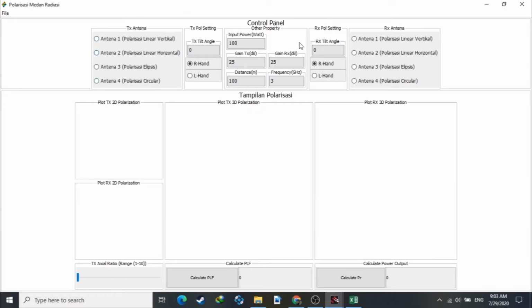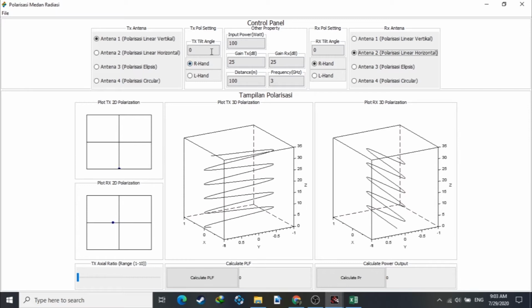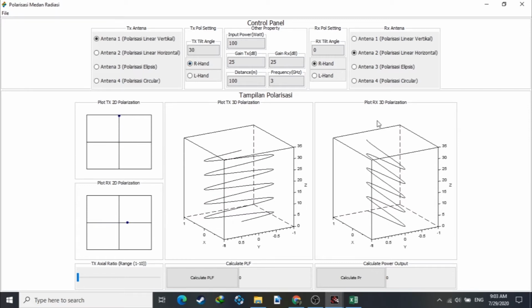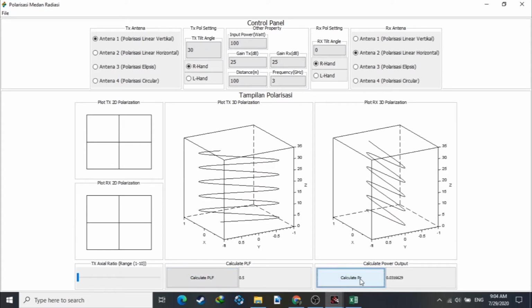So now we are going to do the second hands-on in this first module, and let's get started. The first thing to do is click the first antenna in linear vertical and the other one in linear horizontal. And here we're going to change the tilt angle from 30 degrees, as you can see here, and we're going to calculate the PLF.